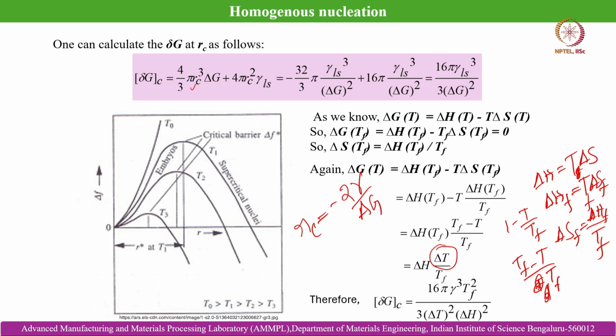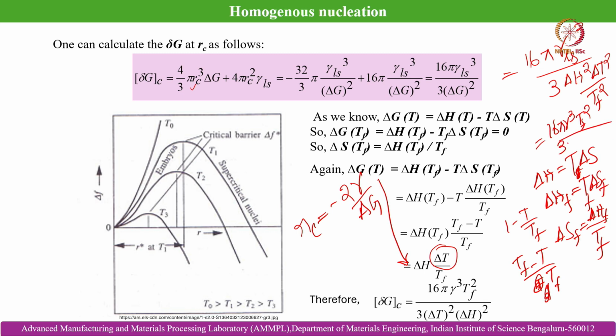And we can further simplify it by putting the value of delta G that we have calculated over here. Then it becomes 16 pi gamma Ls cube divided by 3 delta H square delta T square by Tf square. So, then we are getting 16 pi gamma cube Tf square divided by 3 delta T square delta H square. This is the final expression of delta Gc that we are getting.